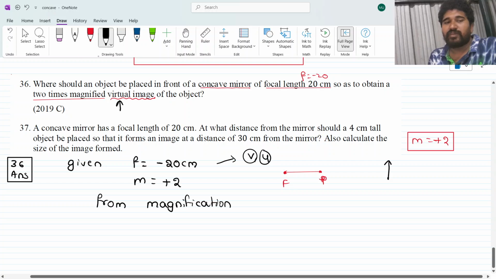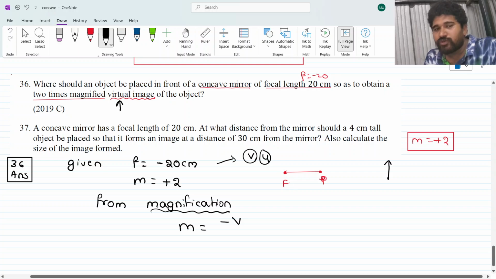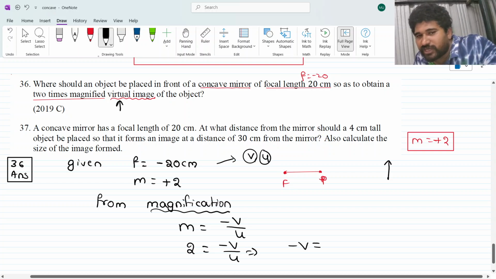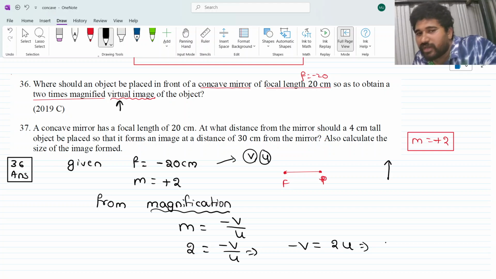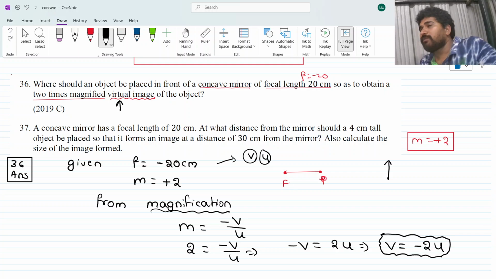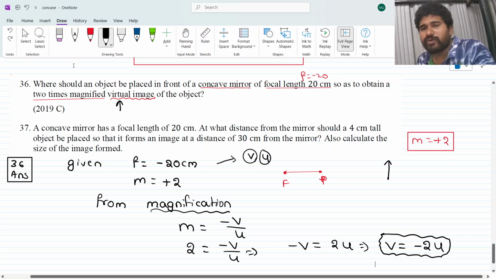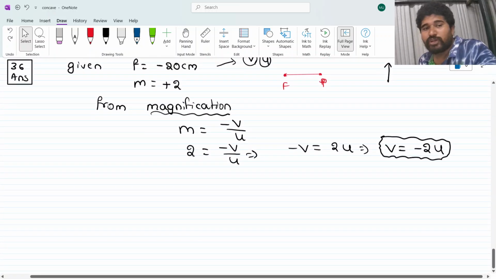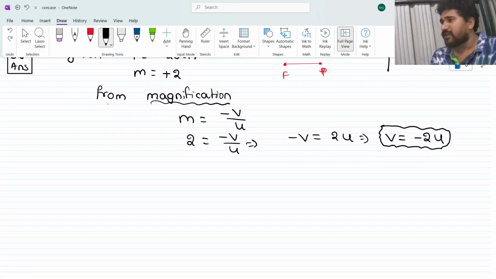What is the magnification formula? M is equal to minus V by U. But M is how much? 2. From here, minus V by U equals 2, that implies minus V is equal to 2U, or else V is equal to minus 2U. What is V in terms of U? Minus 2U. I hope you understood that. Now you are having V in terms of U.